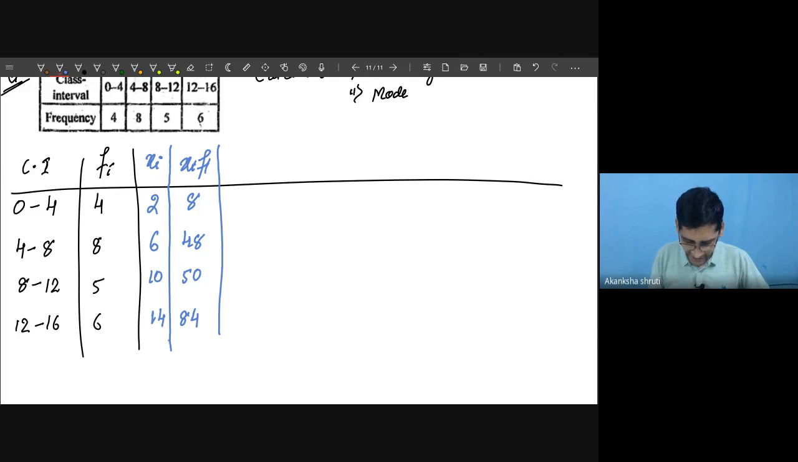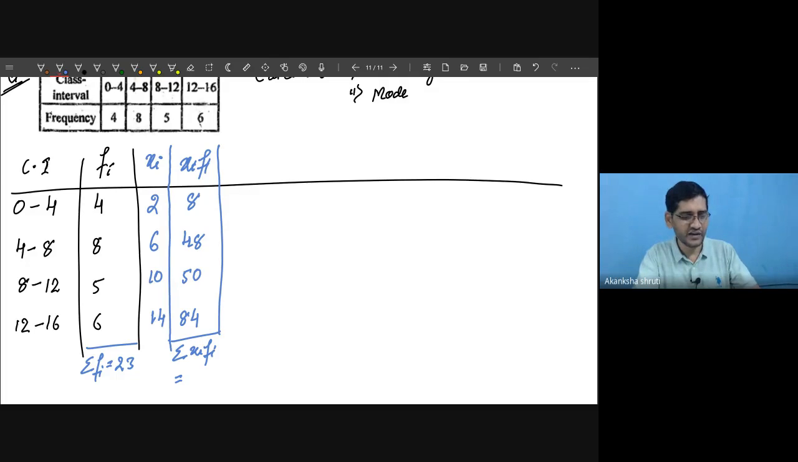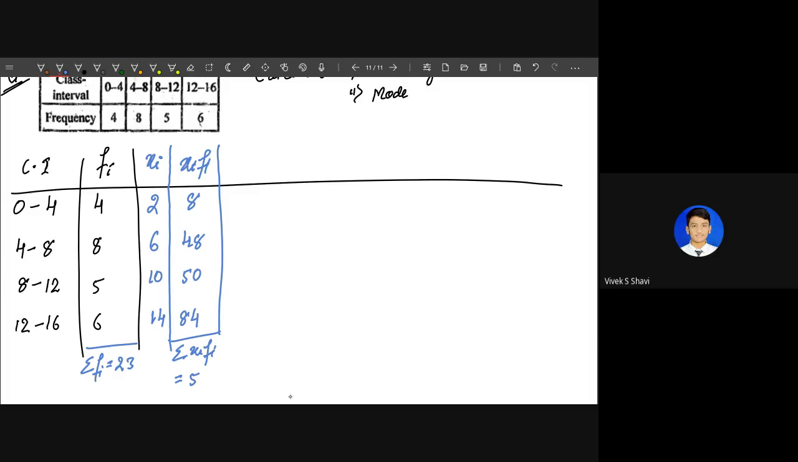Go for adding it. Student, here we need this summation of fi, which is always required. So 4 plus 8 is 12, plus 5 is 17, plus 6 is our 23. Another one is summation of xi fi. Go on adding it. Any one of you have done or not? 126. How much? 126.